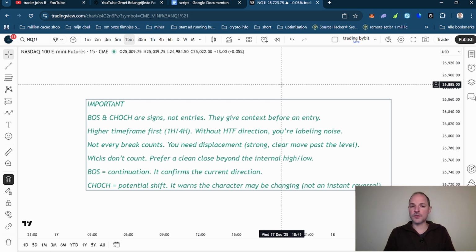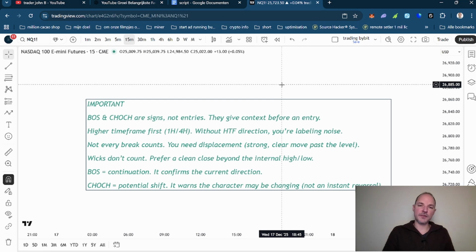Wicks don't count. I prefer a clean break beyond an internal high or low. So we need a clean movement over those previous highs and or lows. A BOS is a continuation. It confirms that the direction where the market is headed is still going in that direction.